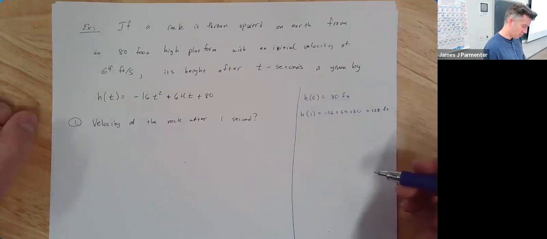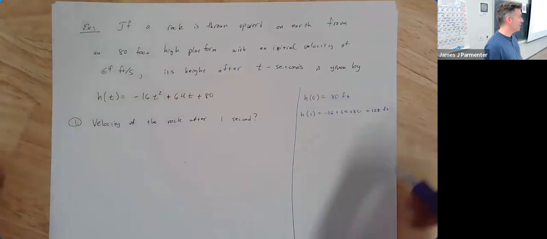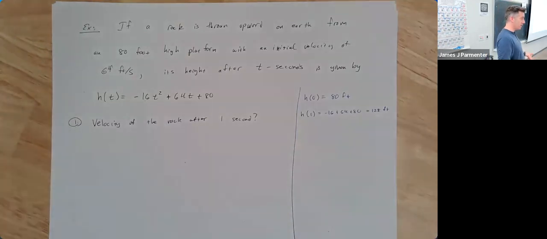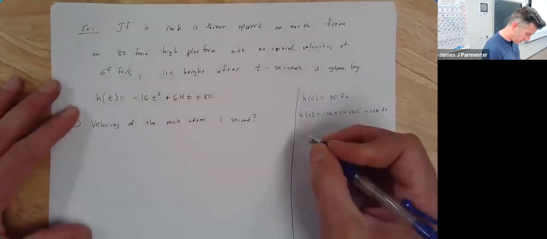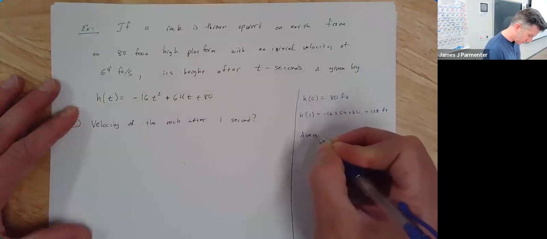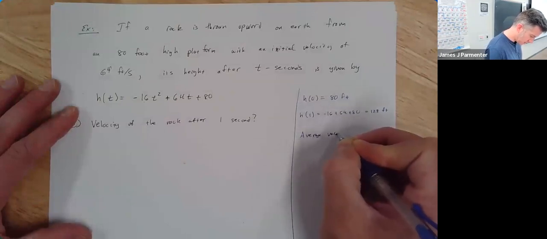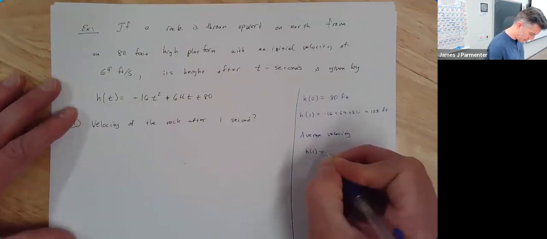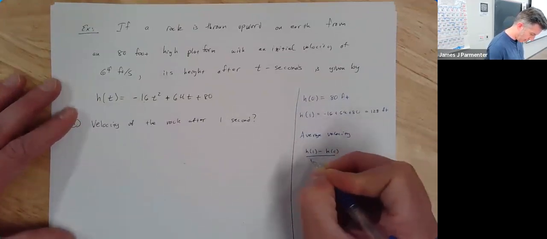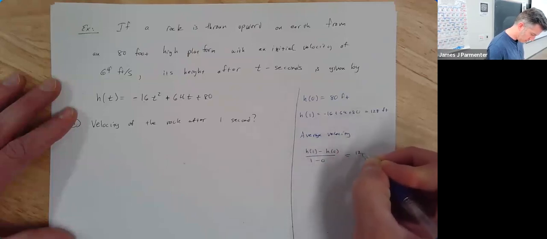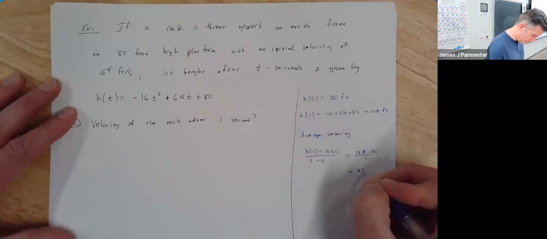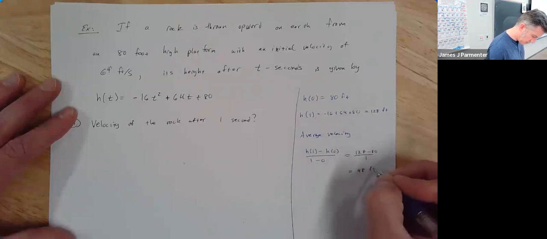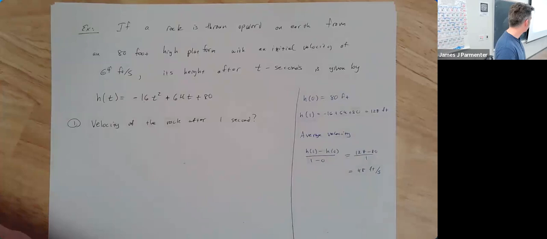Make sure I'm not making a mistake here. No, that's right. And so you could say it's the average velocity in that time frame. The average velocity is going to be the height at 1 second minus the height at 0 seconds over 1 minus 0, which is 128 minus 80 over 1, which is 48 feet per second.